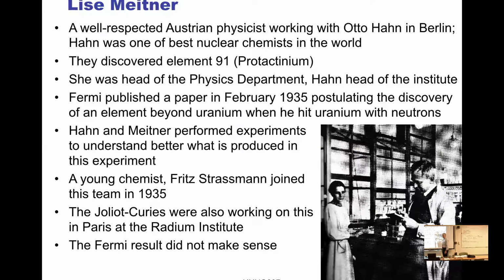Kaiser Wilhelm had 20 years before set up a research institute in Berlin, and this was exceptional for the time. This woman was head of the physics department. Otto Hahn, bad picture here, was head of the Institute of Nuclear Physics within the physics department. And they worked together, Meitner and Hahn, German physicist, Austrian physicist.